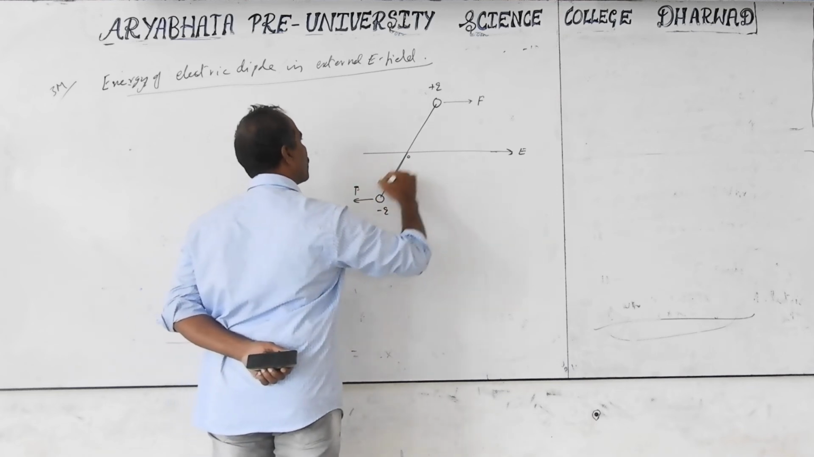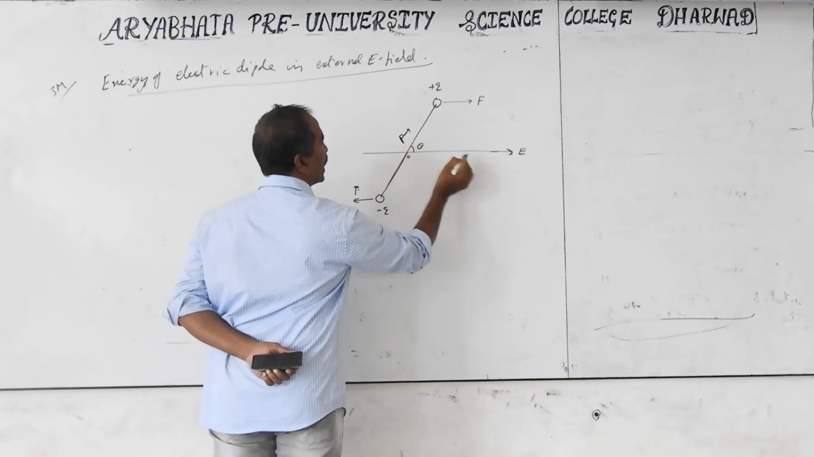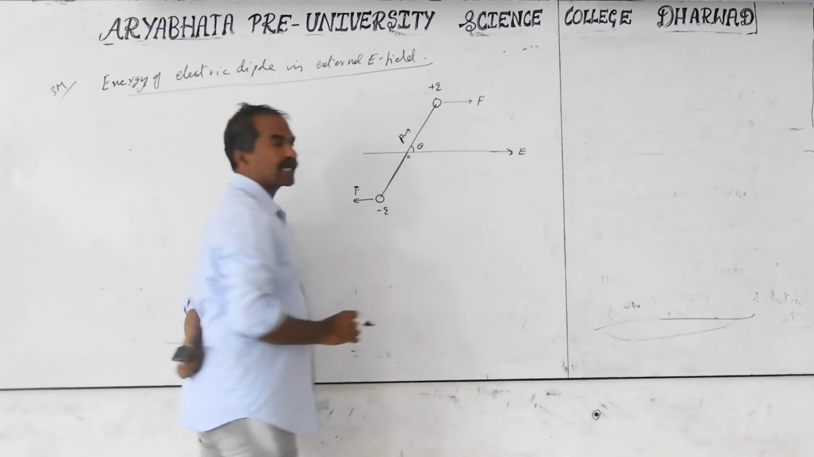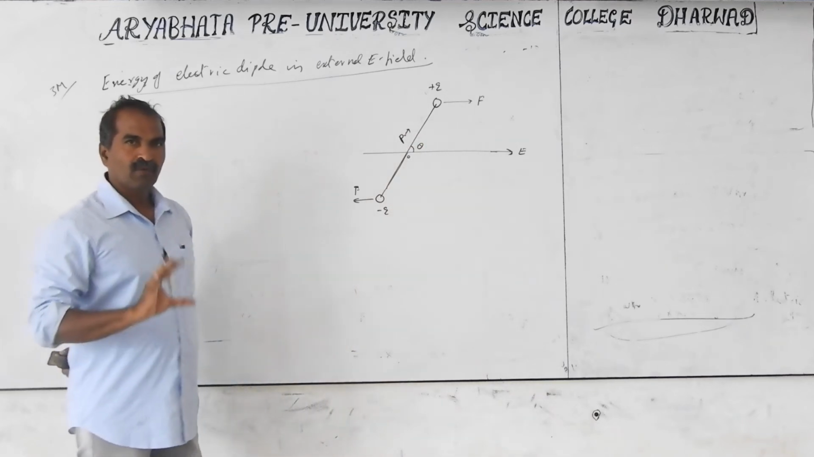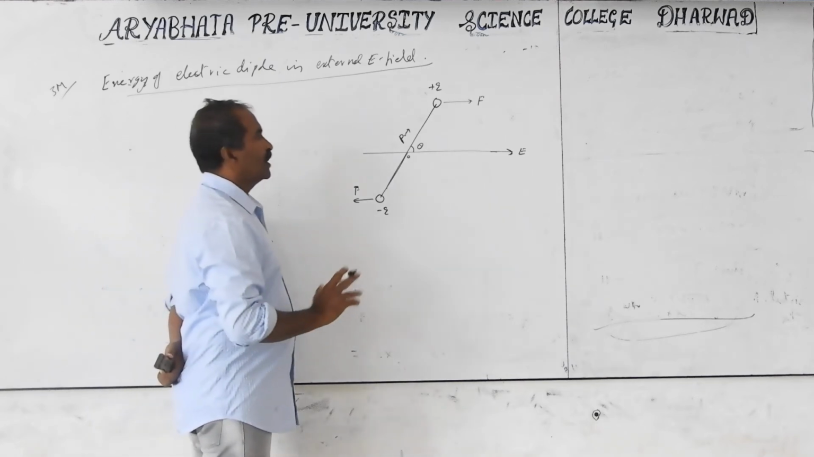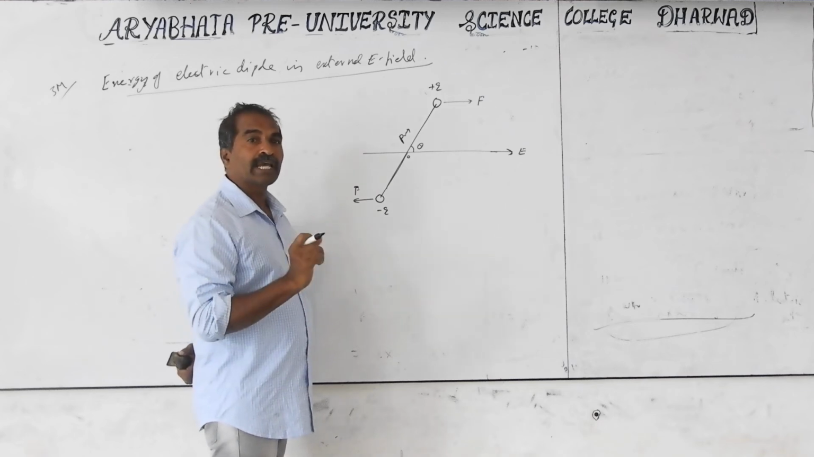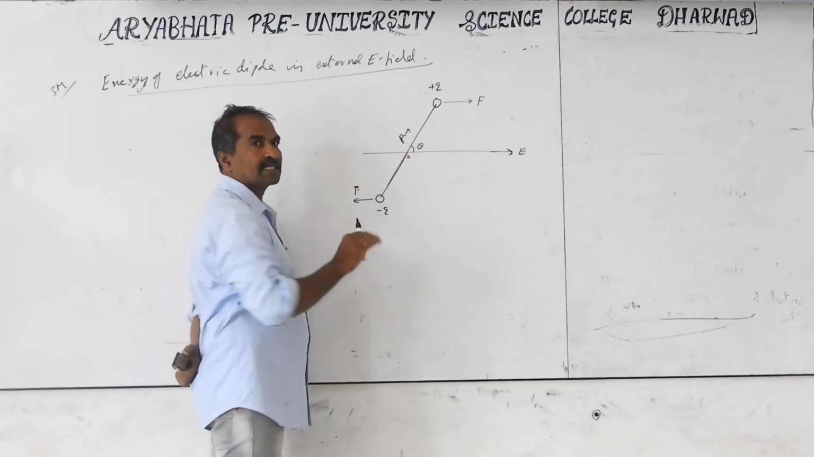The dipole moment P is directed from -Q to +Q. The angle between P and E is theta. We have discussed the torque. The torque acting causes rotation. Whenever theta is not 0, the dipole starts rotating, until theta becomes 0. When theta is 0, P is parallel to E, and this is called a stable equilibrium.